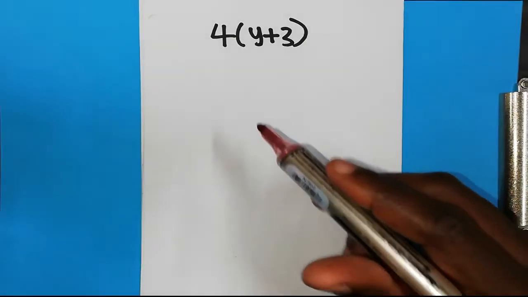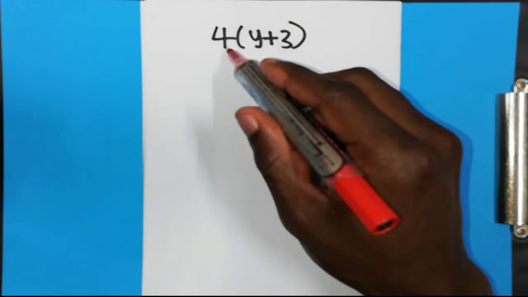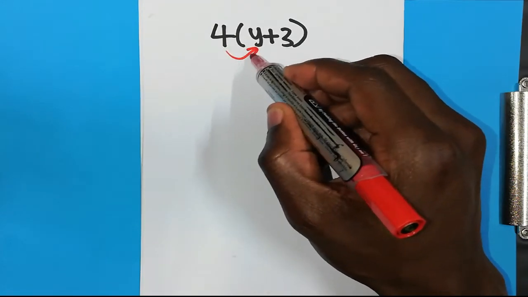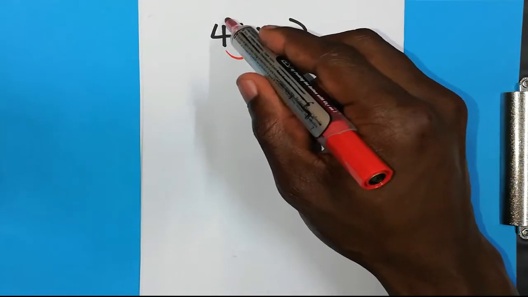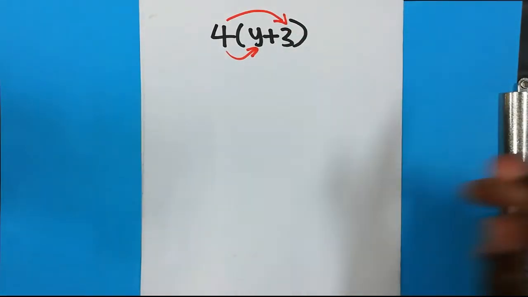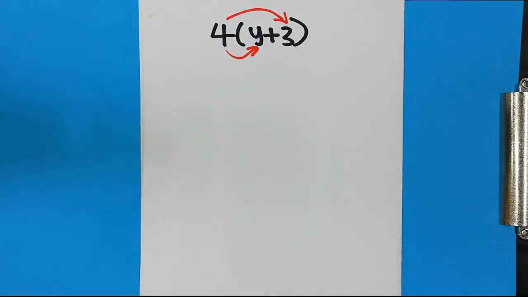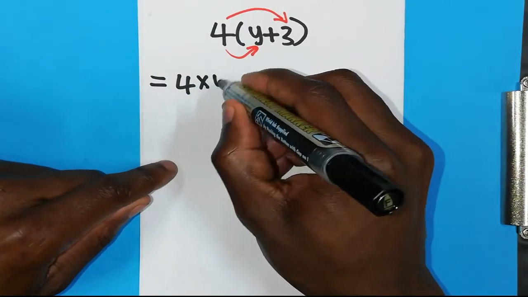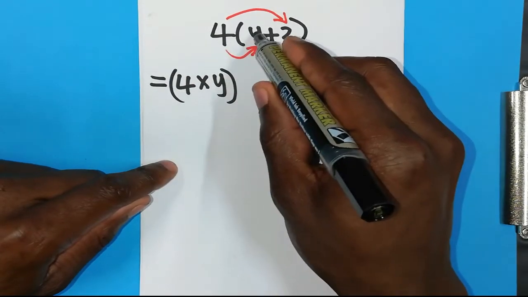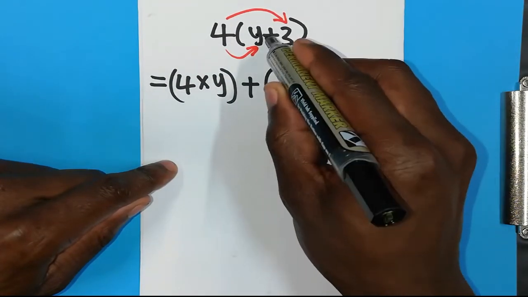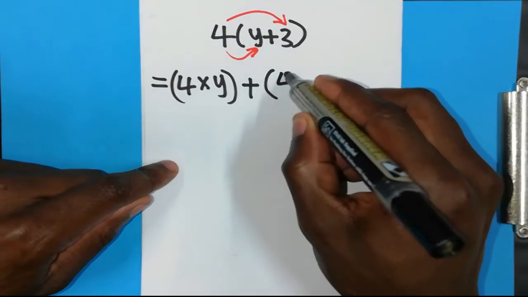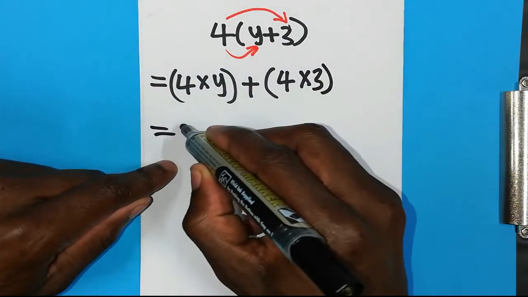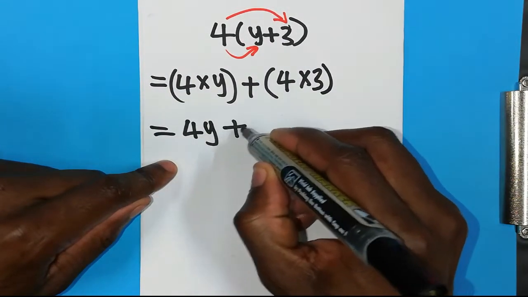With this one, we are going to multiply every term inside the brackets with this 4. So 4 will multiply y, and 4 again will have to multiply 3. Let's do that. So we have 4 multiplied by y, plus 4 multiplied by 3. All right, now the answer is 4y plus 12.